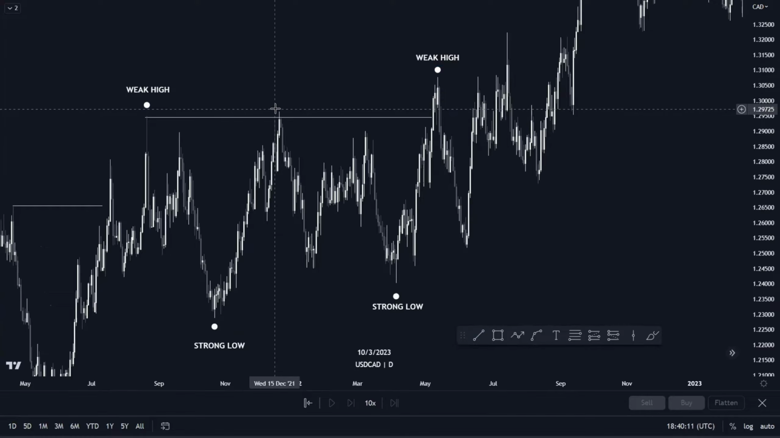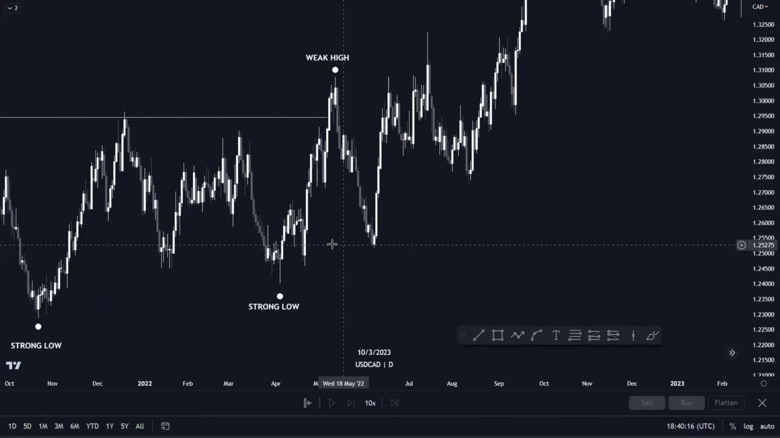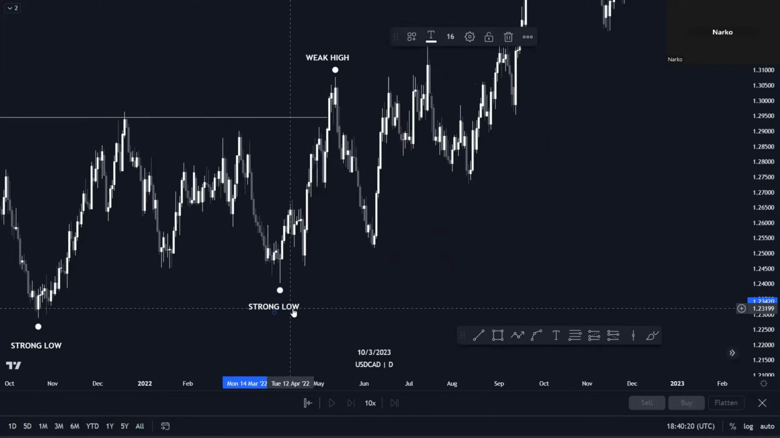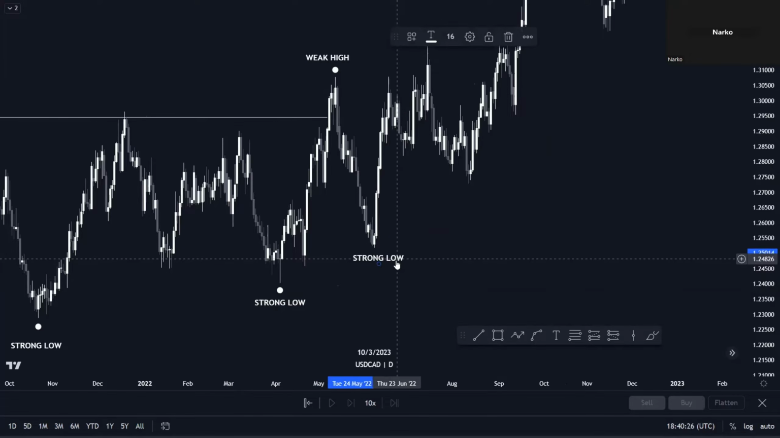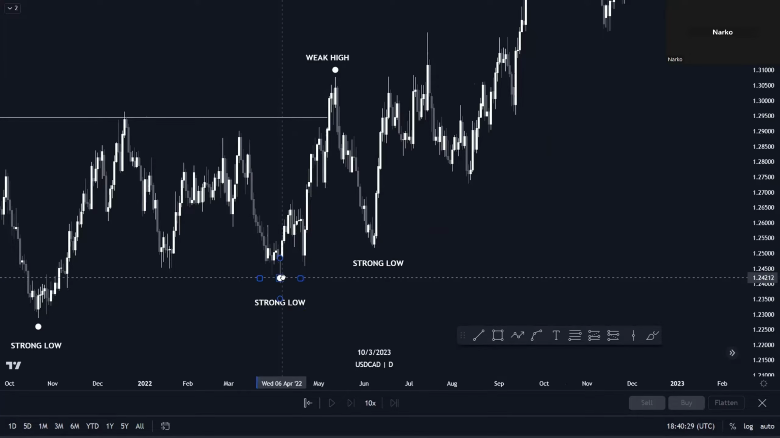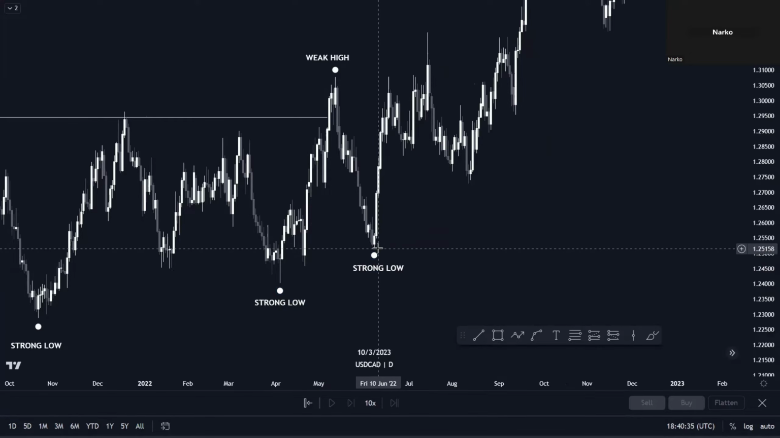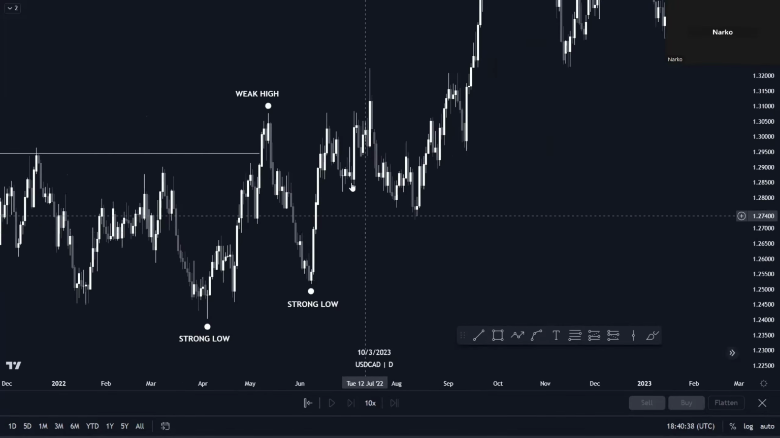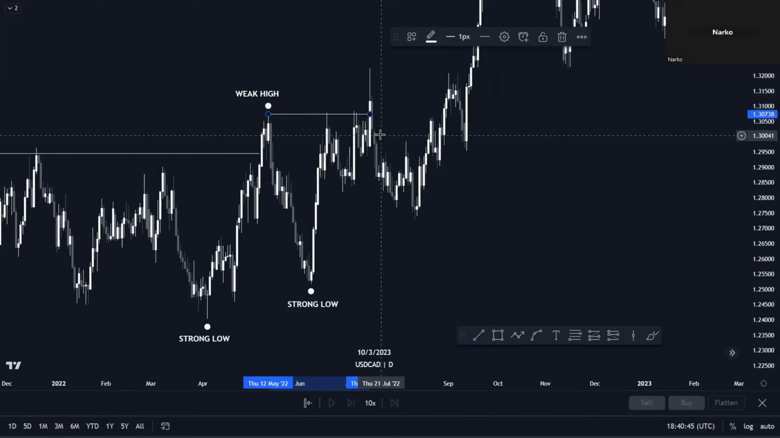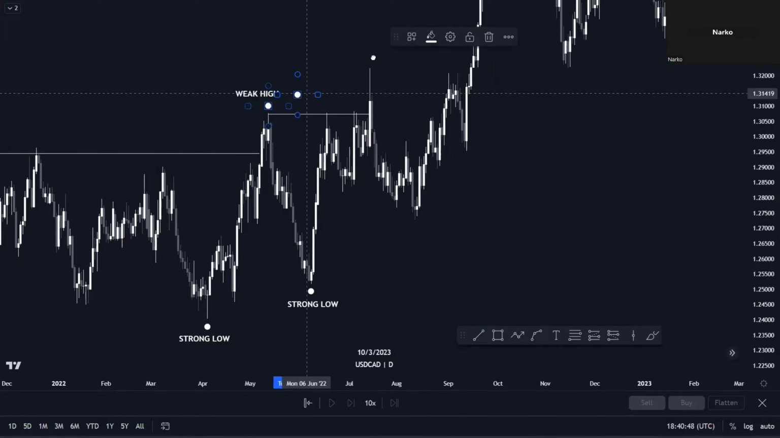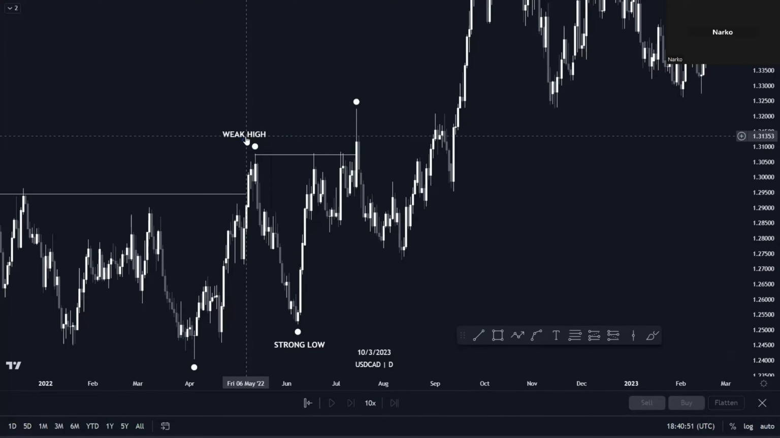As you can see, after our previous higher high was violated, price pushes to the downside and respects our previous higher low, and now this here will be considered our new strong low, as it broke our previous higher high here with a candlestick body close. So now this here is our new weak high.